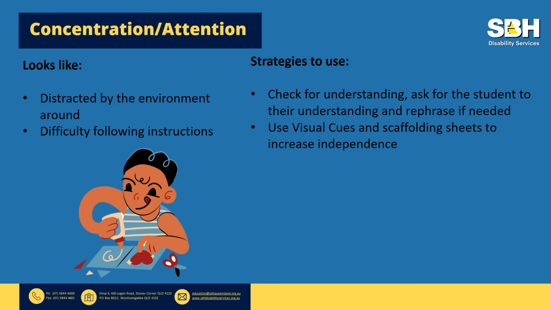Scaffolding sheets are a go-to. To increase their independence, you need scaffolding sheets, something that you would normally say and communicate in front of the class. They will need that written down later on. So just having scaffolding sheets of, this is what a paragraph looks like, four sentences here, and this is what the sentence looks like to start with. That increases independence. It increases their feeling of success, so they'll reinforce that behavior.